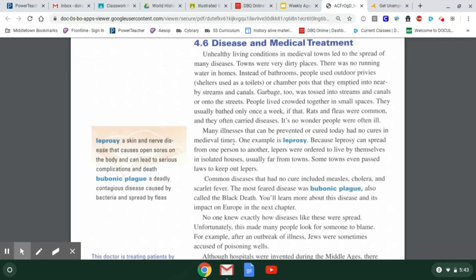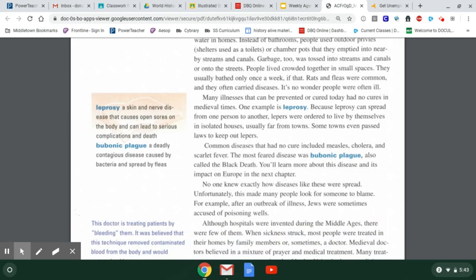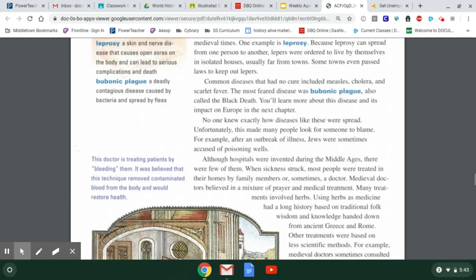Many illnesses that can be prevented or cured today had no cures in medieval times. One example is leprosy. Because leprosy can spread from one person to another, lepers were ordered to live by themselves in isolated houses, usually far from towns. Some towns even passed laws to keep out lepers. Common diseases that had no cure included measles, cholera, and scarlet fever. The most feared disease was the bubonic plague, also called the Black Death. You learn more about this disease and the impact on Europe in the next chapter.